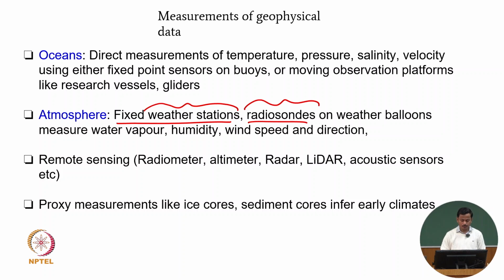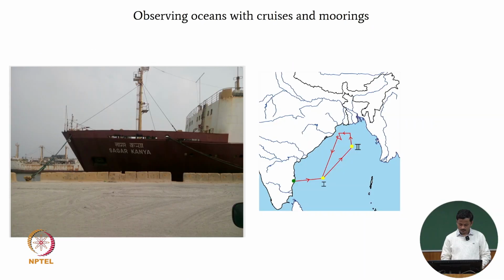So our measurements can be both fixed points and also moving. For example, in oceans, we can also have moving observational platforms like research vessels and gliders. Research vessels are ships which are specifically designed to do scientific experiments on the ocean.